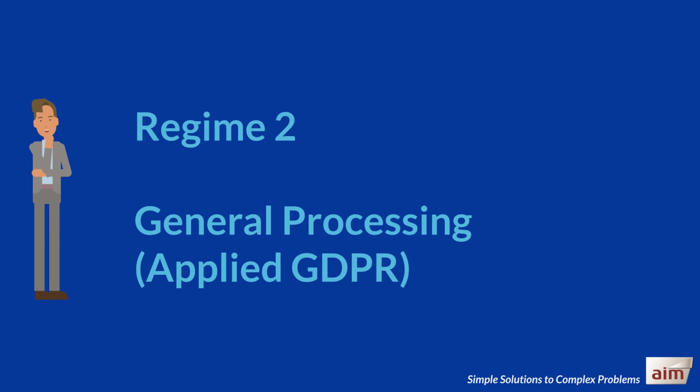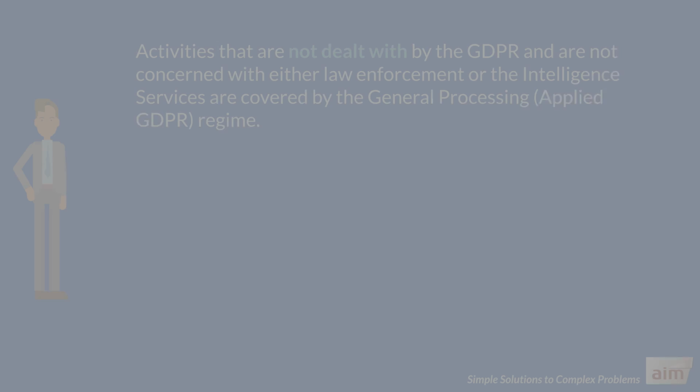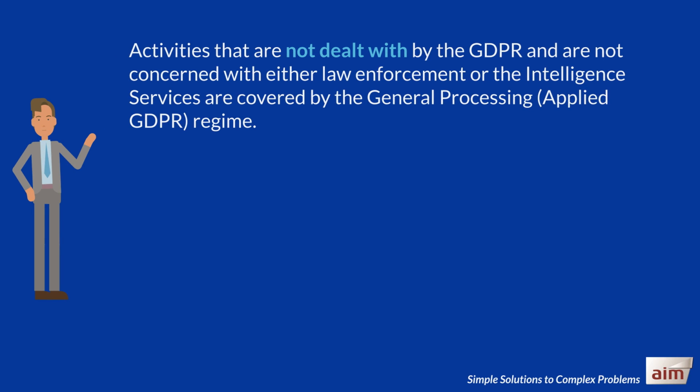Regime 2. General Processing, Applied GDPR. Activities that are not dealt with by the GDPR, and are not concerned with either law enforcement or the intelligence services, are covered by the General Processing, Applied GDPR, regime. It details two main scenarios.